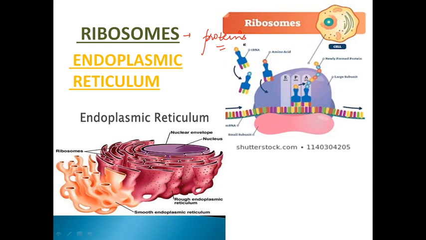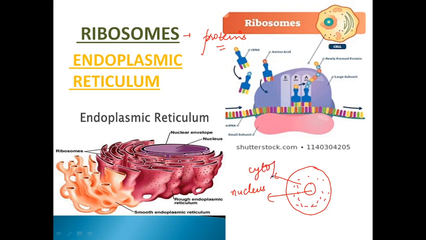So all these organelles, if you have the structure of the cell, this is the nucleus. Outside the nucleus, cytoplasm is present. In the cytoplasm, all the organelles are present. The cytoplasm is a jelly-like substance, the liquid where all the cell organelles are present.